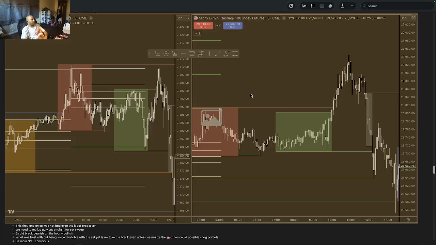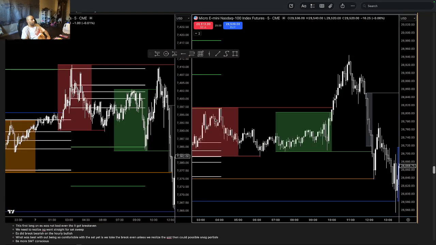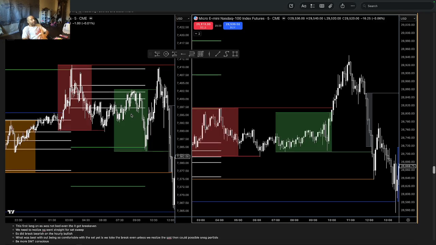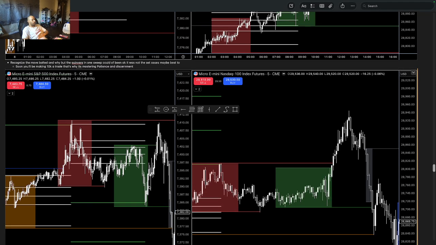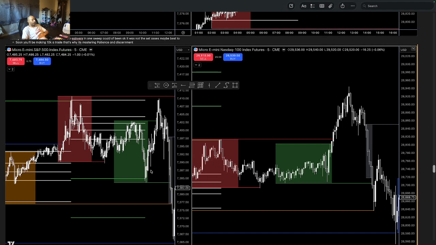And then we got the same thing right here, SMT. This first long on ES was not bad, even though it got break even. This day was actually really confusing for me, because this is the consolidation. We broke from the consolidation into OTE. Then we had this 5 minute inverse, or 5 minute breaker structure. We broke that high, and then we pulled back to equilibrium. So I took a break even on this, and I'm fine with it.